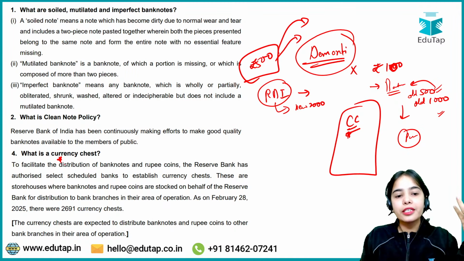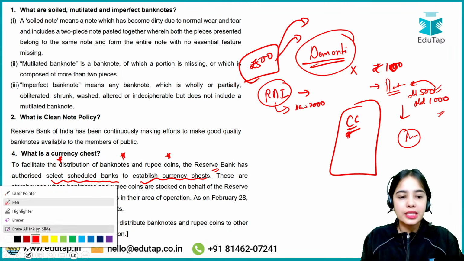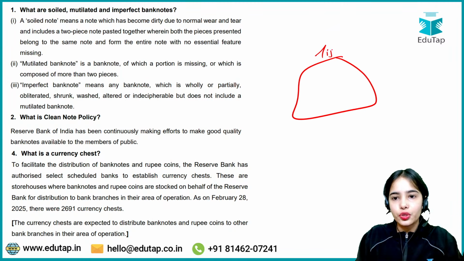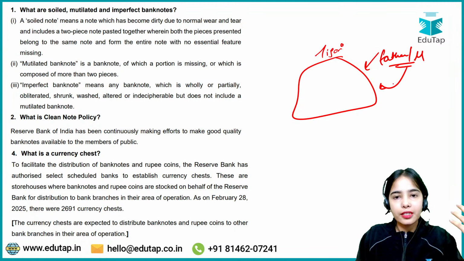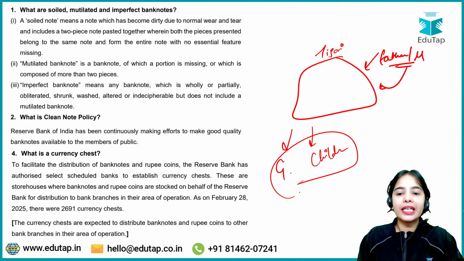To facilitate the distribution of banknotes and rupee coins, the Reserve Bank has authorized select scheduled banks to establish the currency chest. Like in your house, there is a tijori. Your mother and father are able to access this tijori, and whenever your grandparents need the money, or let's say the children need the money from the family, they will get the money from the tijori through the father and mother.